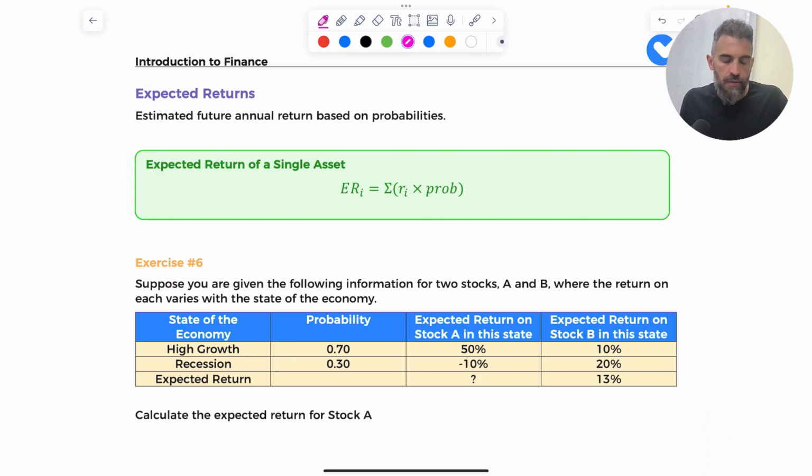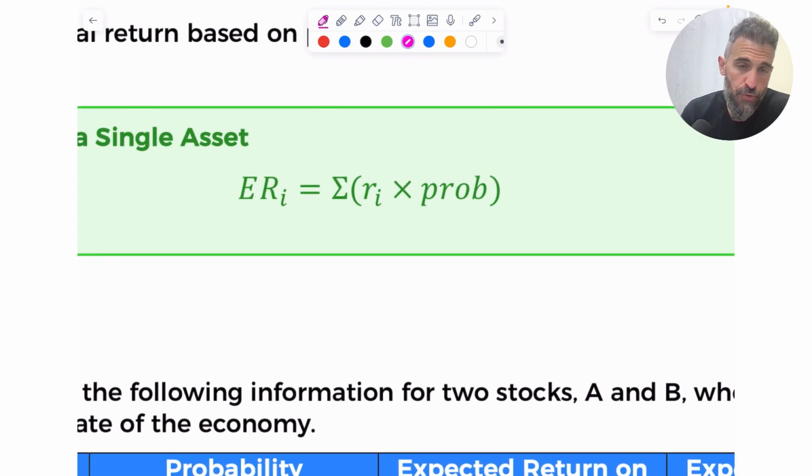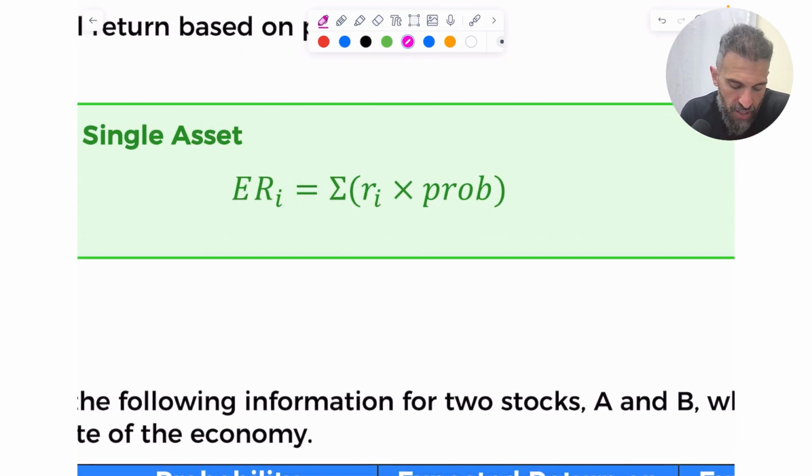Now, we've seen historical returns, which we call ex post. Now let's take a look at future returns, which we call ex ante. So instead of calling it an average return, we're going to call it an expected return, mainly because it has not happened yet. But they mean essentially the same thing. Average looks back, expected looks forward. But here's the formula for the expected return of a single asset, like a stock, for example.